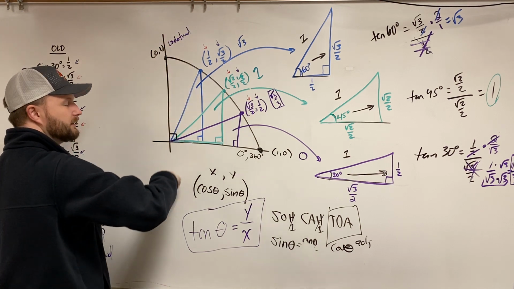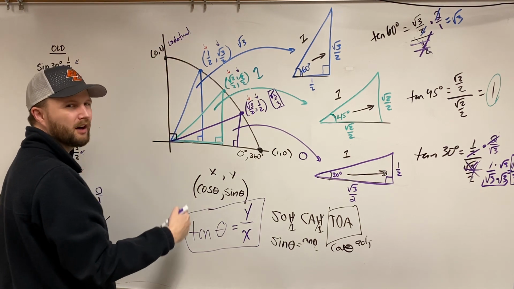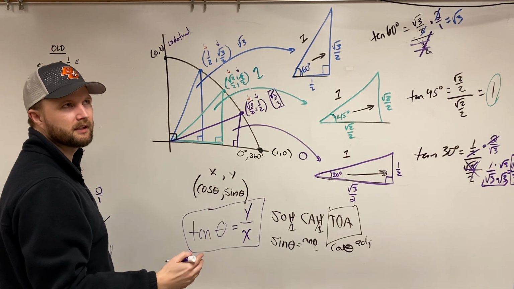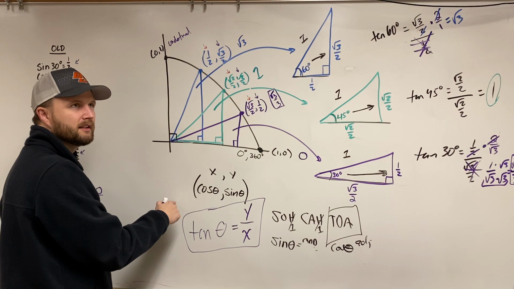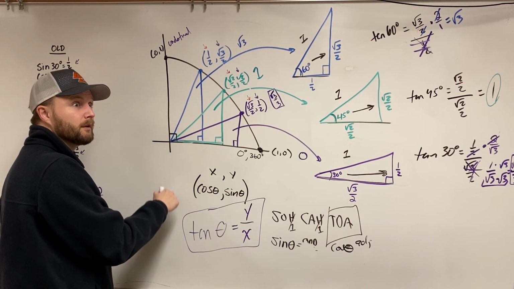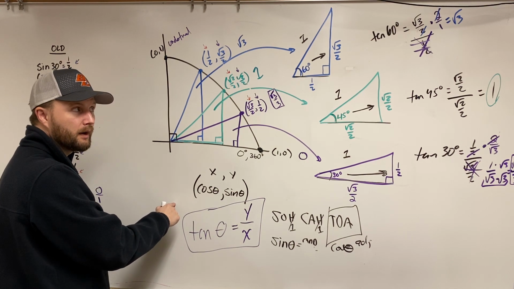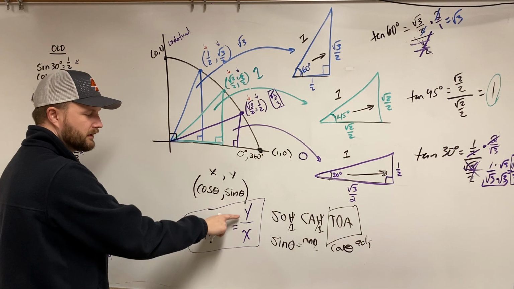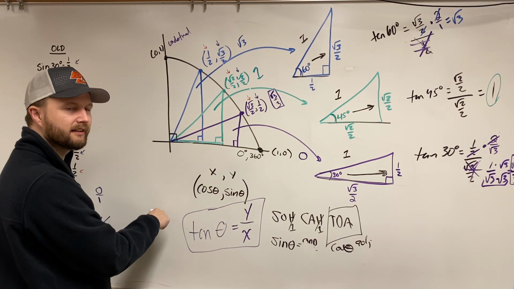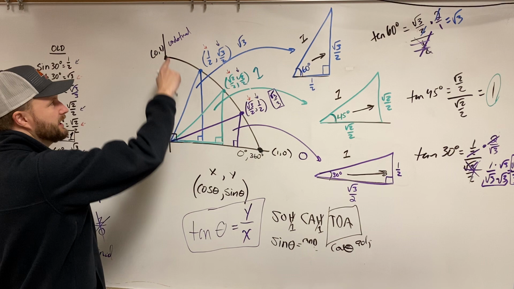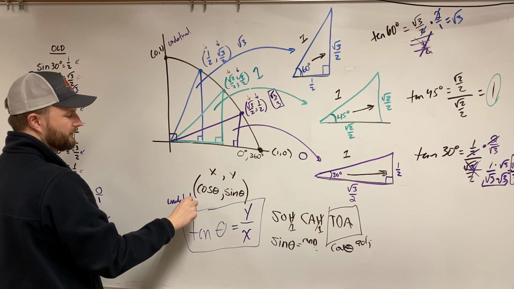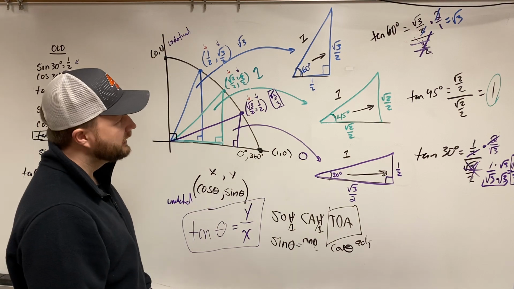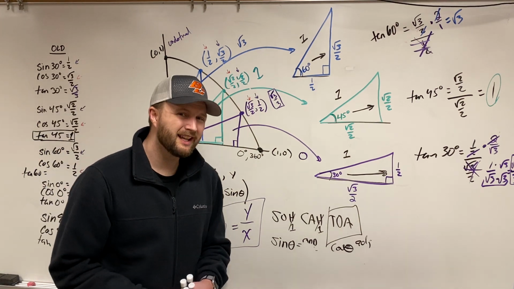So also down here at 270, that would also be undefined because that would be 0, -1. The y is -1, the x is 0. -1 divided by 0 would be undefined. So these two spots at the very top and at the very bottom would be where your tangent is undefined. All right, so that's kind of a summary of everything.